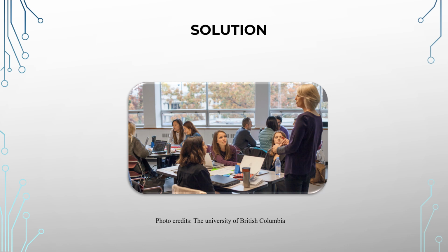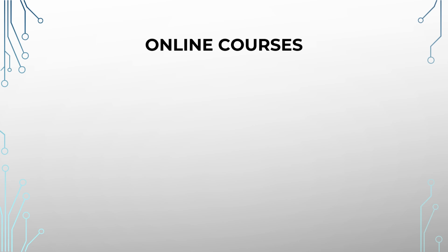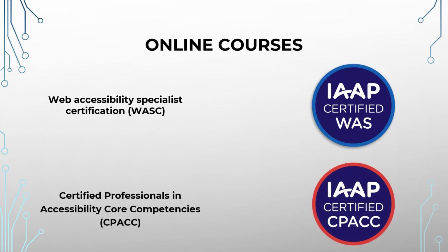Some examples of universities with accessibility courses are the University of British Columbia with the Web Content Accessibility Special Project, which is part of their innovation course, and Web Accessibility for Developers at Toronto Metropolitan University, which is part of the Computer Science degree. In addition to this, there are certifications available online that focus on web accessibility. These are the Web Accessibility Specialist certification, which offers training on web accessibility techniques, and the Certified Professional in Accessibility Core Competencies, which focuses on core competencies for ensuring accessibility in digital environments.